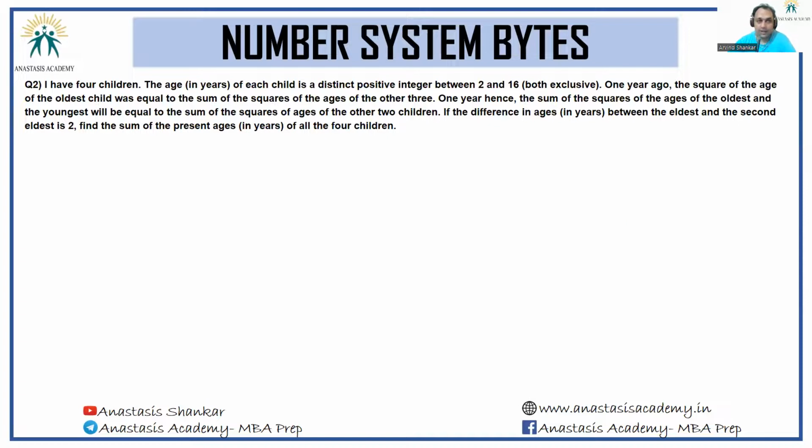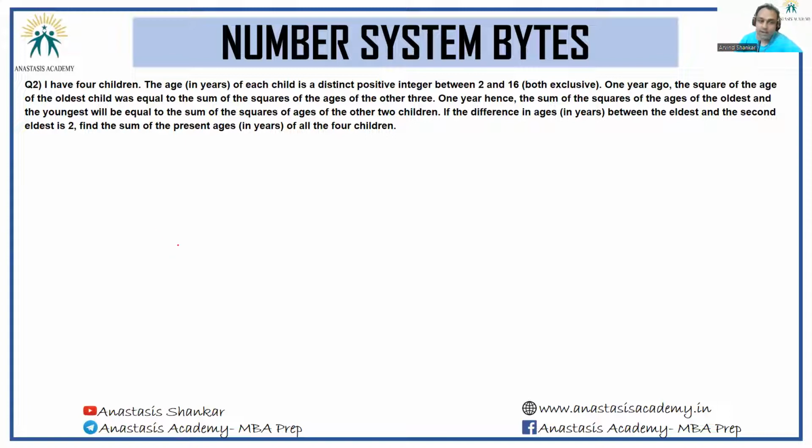Next question. I have 4 children. The ages in years of each child is a distinct positive integer between 2 and 16, both inclusive. 1 year ago, the square of the age of the oldest child was equal to the sum of squares of the ages of the other 3. 1 year hence, the sum of the squares of the ages of the oldest and the youngest will be equal to the sum of squares of ages of the other 2 children. If the difference in ages between the eldest and the second eldest is 2, find the sum of the present ages in years of all the 4 children.